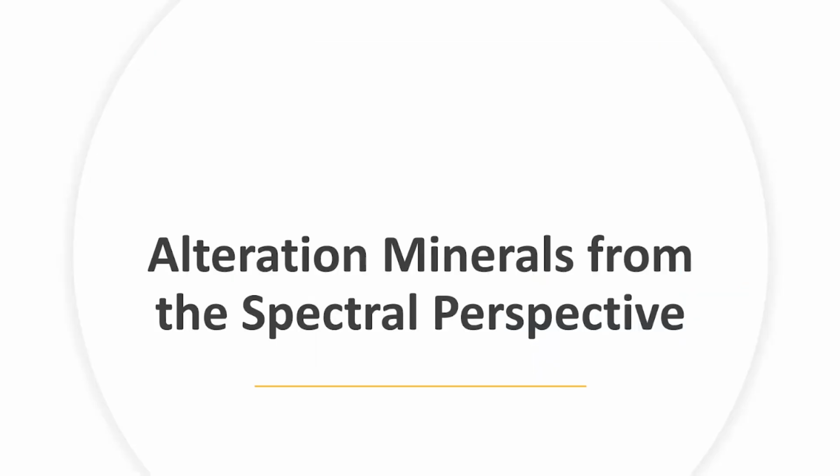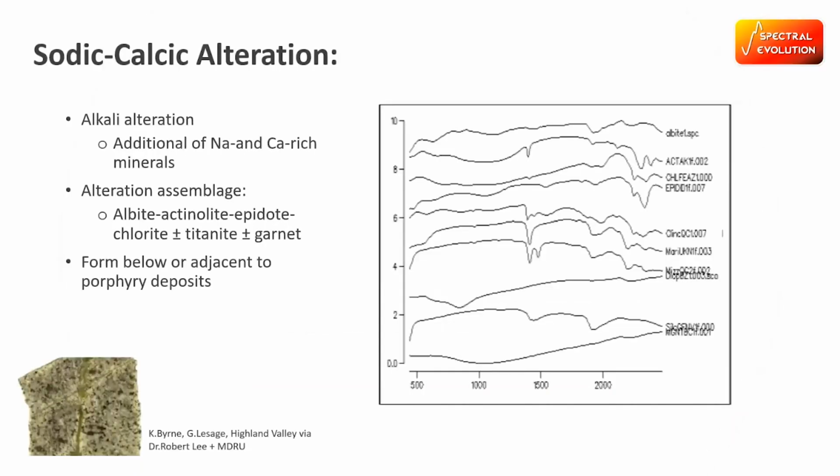So, alteration minerals from the spectral perspective. Now I'm going to go through all of those different alteration zones and talk a little bit about how they're used. One of the key discoveries is the recognition of sodic-calcic alteration assemblages that form at depth. This assemblage is characterized by albite, actinolite, epidote, and chlorite, with possible additions of titanite and garnet. It typically develops where brine has been drawn into the system.